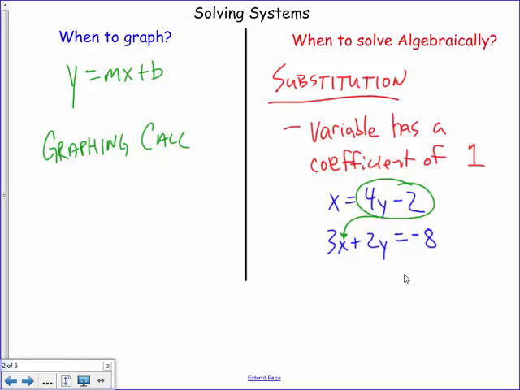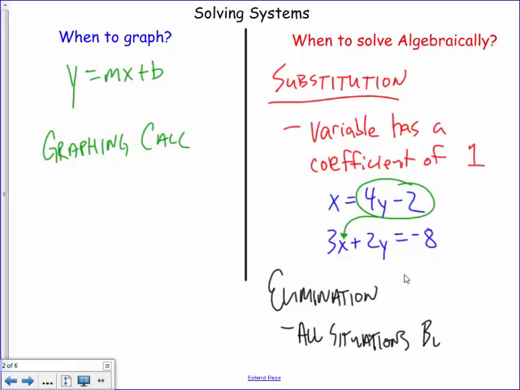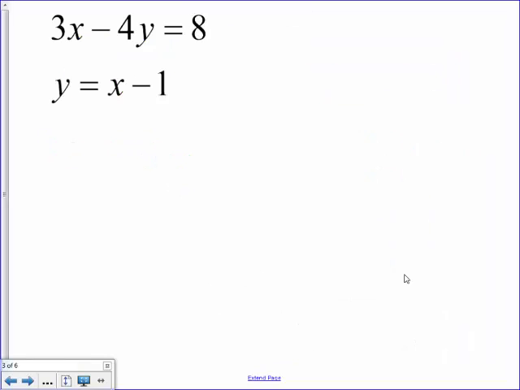Otherwise, if there are coefficients on all your variables, more than likely you want to use elimination. So elimination is for almost every other time, every single situation besides those two. So if it's in slope-intercept form, graph it. If one of the variables has no coefficient on it or a coefficient of 1, substitution. Otherwise, use elimination. So let's go through our examples here just so we can get a feel for what these look like.